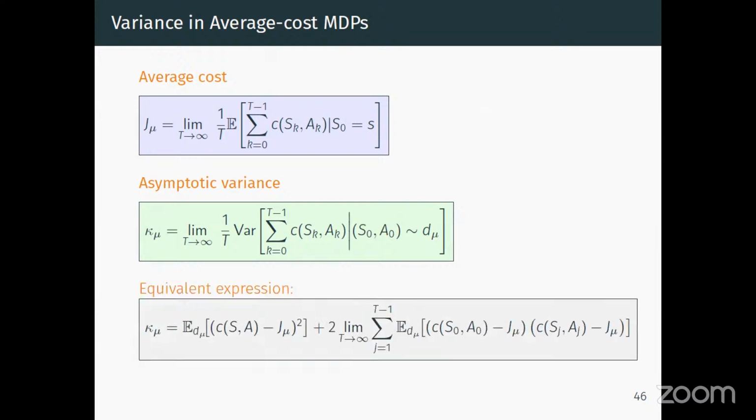And an equivalent expression which is illuminating is that this is the variance, and that can be split into two terms, where the time correlation comes in here. This is like, whatever happens from start S0 A0 to Sj Aj. How do these cost products correlate as a function of time, and that comes in. Whereas in this term there is nothing.